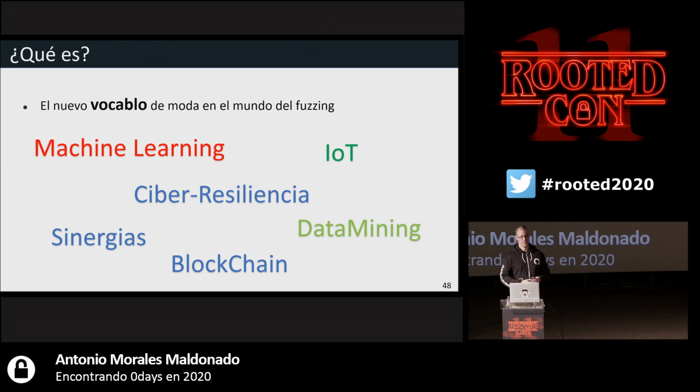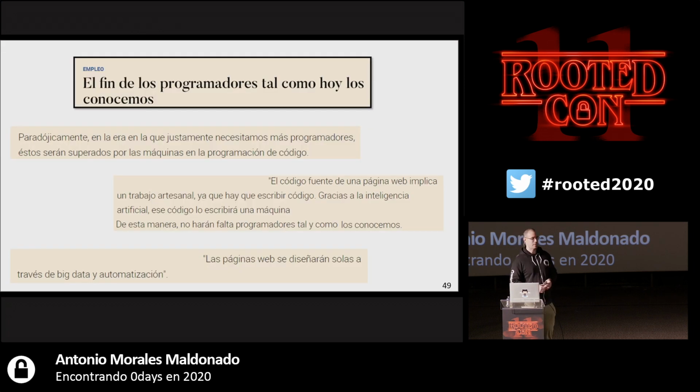We all know machine learning. We all know cyber resilience or resiliency. We have blockchain. We have data mining. We have synergy. But I'm going to give you an example of a paper that was published in Spain recently, The End of Programmers, the Way We Know Them Now. It's to ascertain and to differentiate things. Look at the technical part, but let's not be confused by terminology. The end of programmers, the way we know them nowadays. And that's something that's here to stay, and that's something we'll get to in a short while.